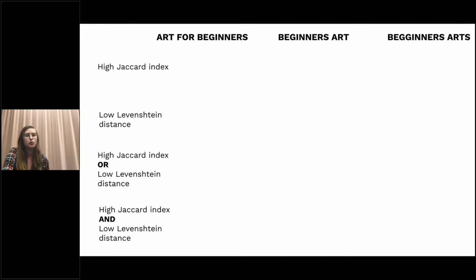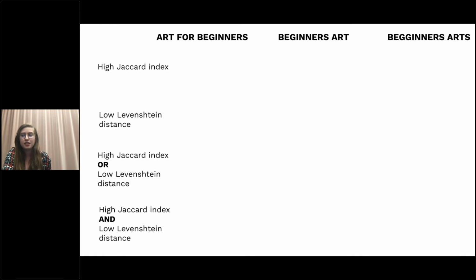We could say we want a high Jaccard index, and what that means is that we have a lot of words in common. We could also aim for a low Levenshtein distance, which means we'll tolerate small typos or small changes, and that's it. Or we could say we're happy with either of them. Like if one of them happens, we're fine with that. Or we could say we really, really want both to happen.